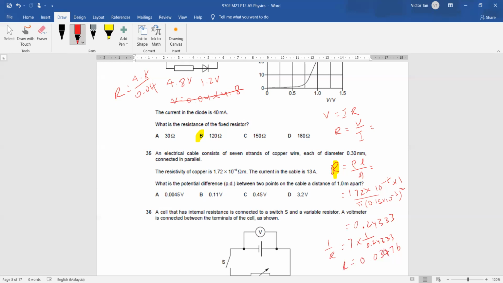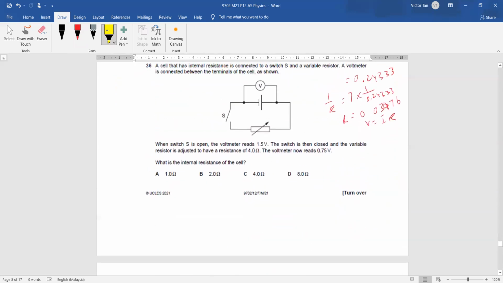V equals I times R, 13 times 0.03476, equals 0.45. Okay, it's a very long calculation.